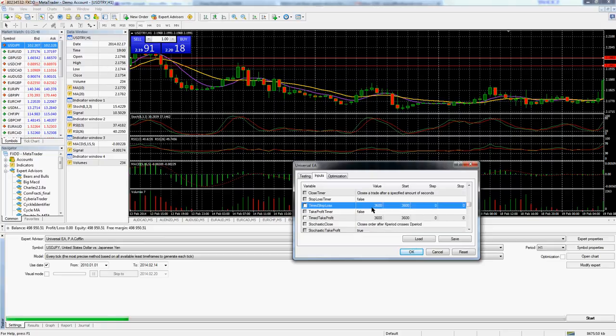Time stop loss is a time in seconds before a stop loss or a take profit is checked. So it gives you time for an order to go in a direction before it does the take profit stop loss check. Sorry, 3600 seconds. This is in seconds. That is 1 hour. So if you want to do a 1 hour chart, each bar is an hour. If you want to do 2 hours, it'd be 7200, and so on and so forth.